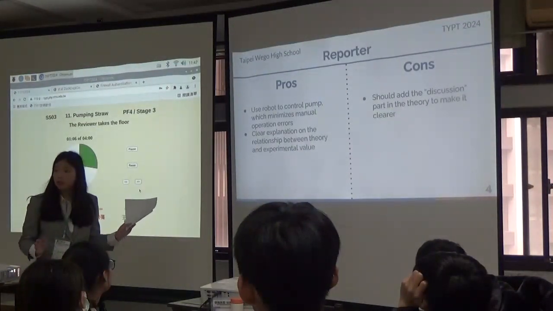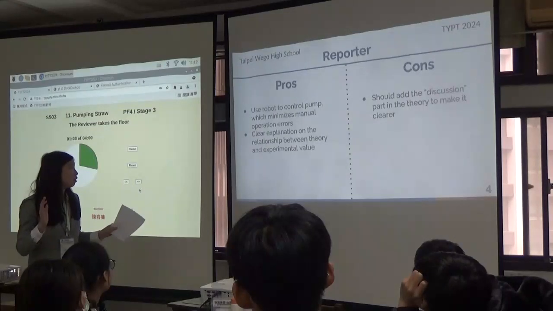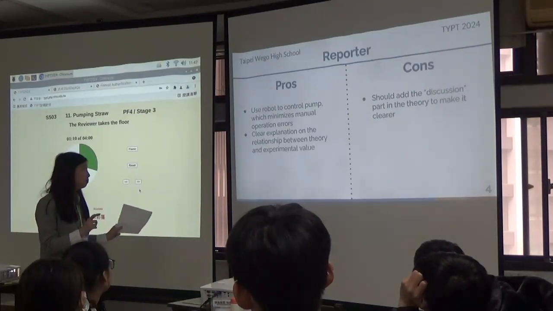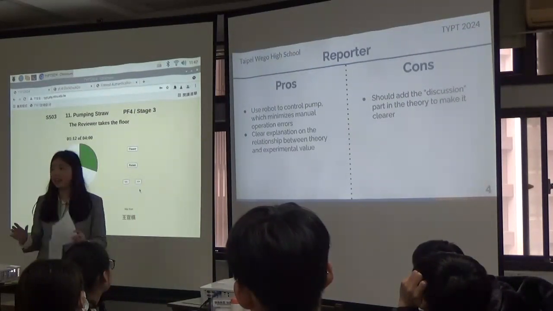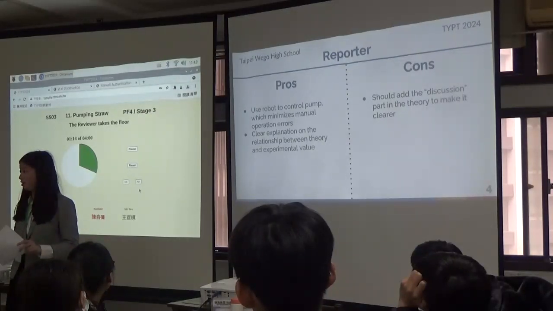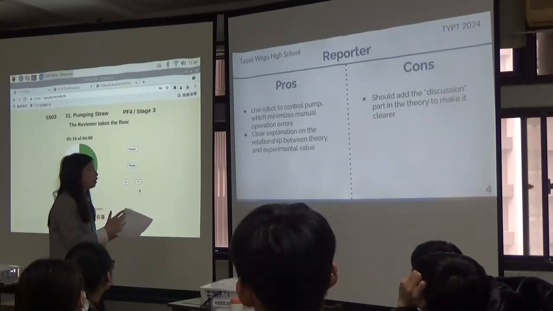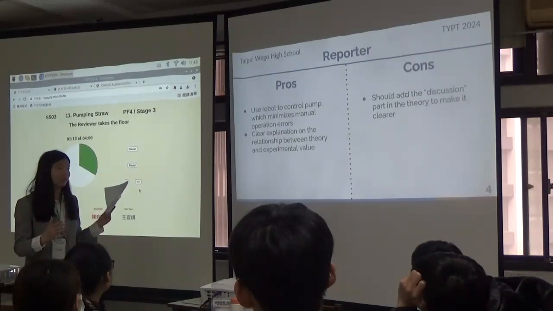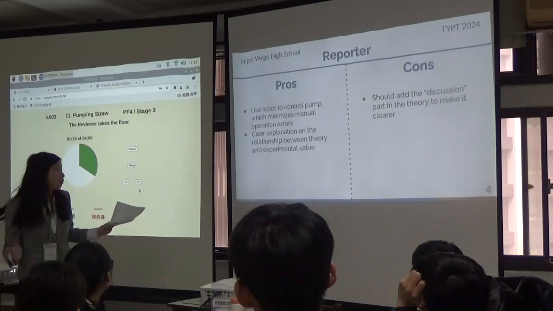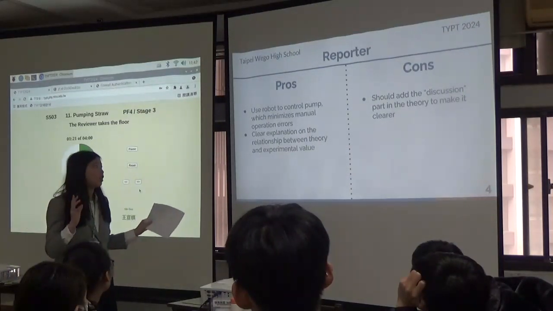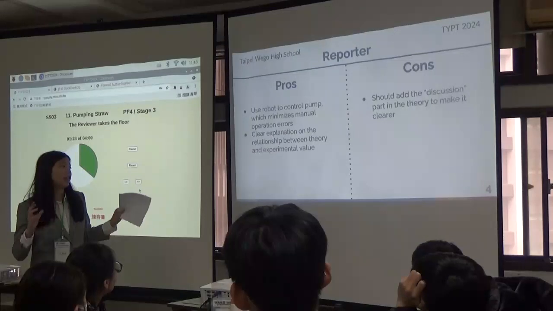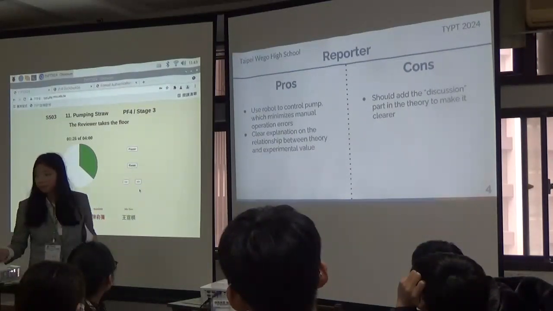So these are the pros of the reporters. He used a robot to control the pump, which minimized manual operation errors, and we think that is a better way to conduct the experiment. And they have clear explanations of the relationship between the theory and the experimental value. For the cons, they should add a discussion part in their theory to make it clearer.